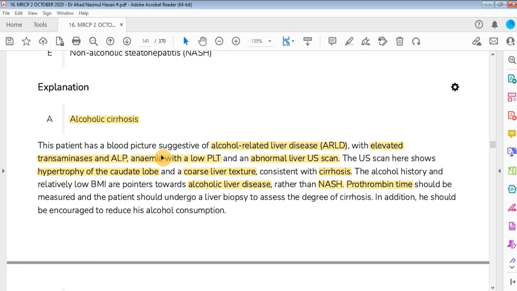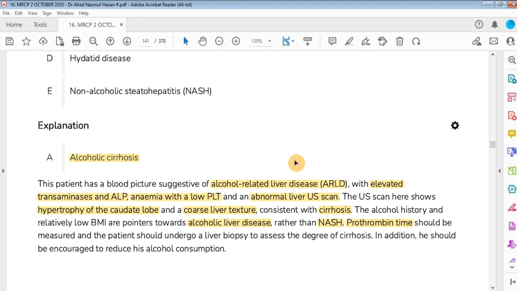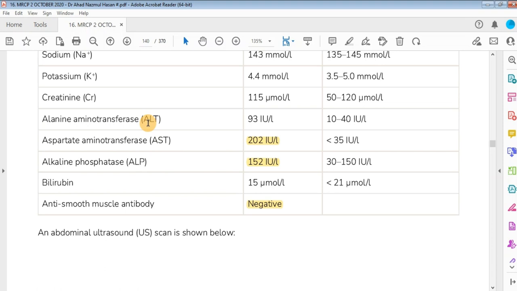This patient has a blood picture suggestive of alcohol-related liver disease. So let's go for the AST to ALT ratio. We have missed out. So AST versus ALT ratio, this is greater than 2, which is the classical finding in case of alcoholic liver disease. And in case of alcoholic liver disease, the ALP would be mildly elevated.